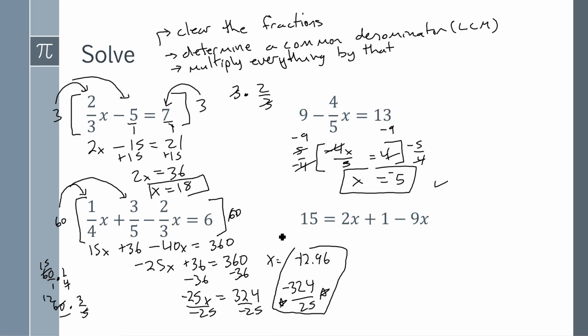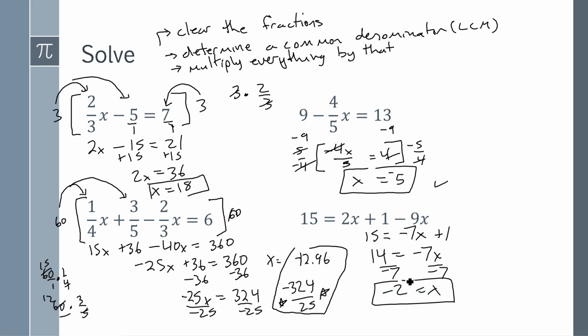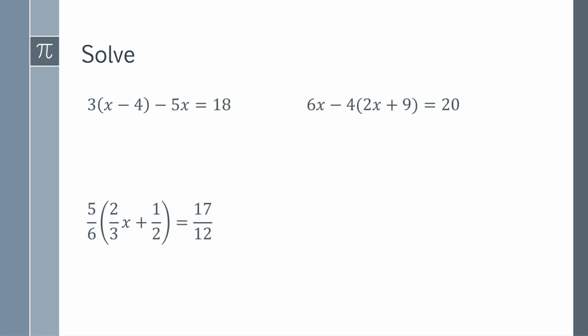Alright. The last one actually is the easiest one, in my opinion. The variable is on the right, but it doesn't matter. So I have 15. Combined like terms, 2 minus 9x is negative 7x. And then I have a plus 1. Undo the plus 1 by subtracting, I get 14. And then I'll divide by negative 7 and get negative 2. Alright. Hopefully you understood all that. Let me just make sure I did everything. Nope. Didn't do everything. Let's do a few examples.